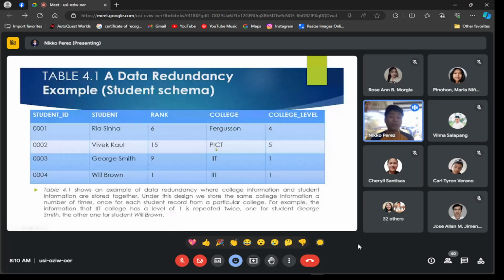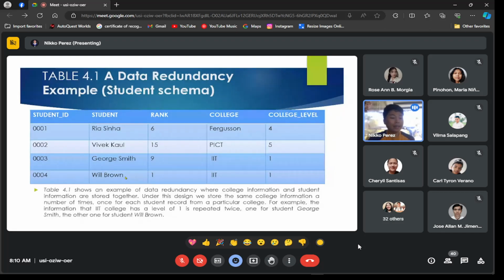may have multiple students. Now, for having this as an example, you might say this is not really a problem, but what if the record grows? The record will have a lot of students enrolling for a specific college. So for instance, George Smith and Will Brown. So we have students enrolled in the college IIT. So that's why the redundancy happens here.